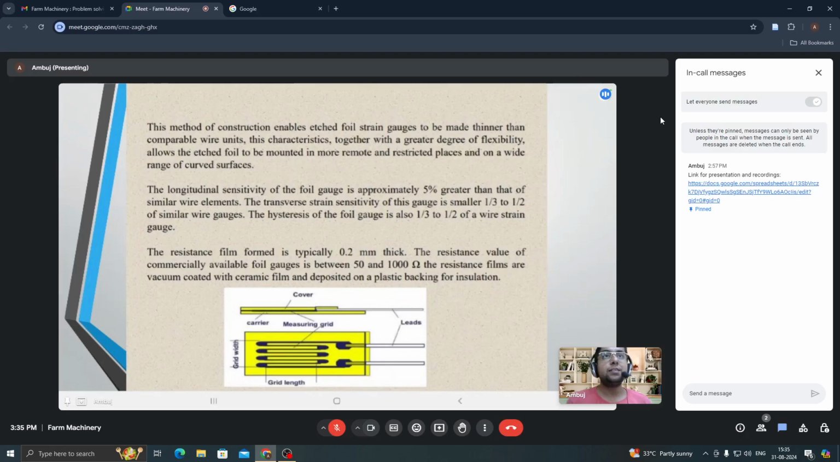Longitudinal sensitivity of the foil gauge is approximately 5% greater than that of similar wire elements. Transverse strain sensitivity of this gauge is 1/3 to 1/2 that of similar wire gauges. Hysteresis is also 1/3 to 1/2 that of wire strain gauges. Resistance film formed is typically 0.2 mm thick. Resistance value of commercially available foil gauges is between 50 and 1000 ohm. Sense films are vacuum coated with a ceramic film deposited on plastic backing for insulation.